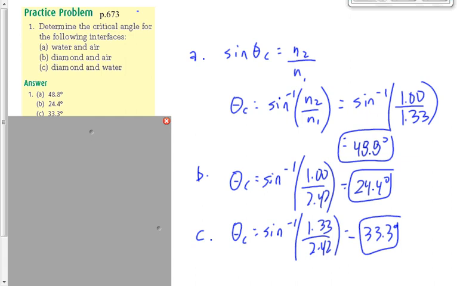Water and air has an index of refraction ratio of 1 to 1.33. Diamond and air is actually more, 1.33 to 1, I guess, isn't it? This one is 2.42 to 1. And this one is 2.42 to 1.33. Which one would you expect, when you read the question before you look at any answers or solve for anything, to have the smallest critical angle?